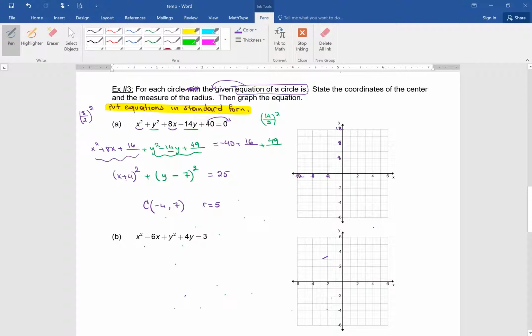Because it was 7 and it would have gotten... So negative 4, 7, 4, 6, 7. And now your radius is 5, right? So it's 1, 3, 5, 1, 3, 5, 2, 4, 5 this way, 2, 4, 5 that way.